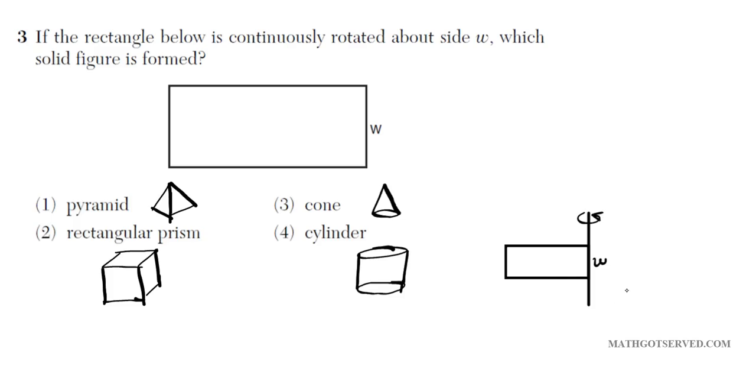be circular. Okay, so we can eliminate 1 and 2 because these are rectangular, or they have quadrilateral or polygonal bases. So it's either option 3 or option 4. Now let's go ahead and carry out the animation. You have to visualize this. This point, what's going to happen with this point? This point is going to be equidistant from this line as it rotates around that axis.